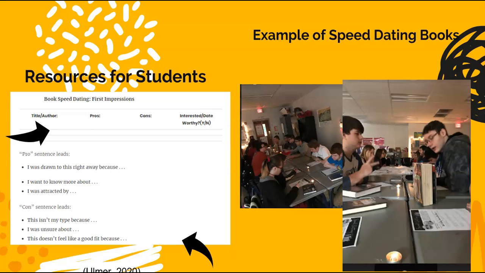At the bottom is another screen grab, and these are sentence stems that you can provide students or coach them with to provide feedback to the person who presented the book. For example, "I was drawn to this right away because I like books with a strong female lead." Or, "This book wasn't my top pick because I don't like biographies. I prefer fiction." On the right hand side are photos from when our school did the speed dating.